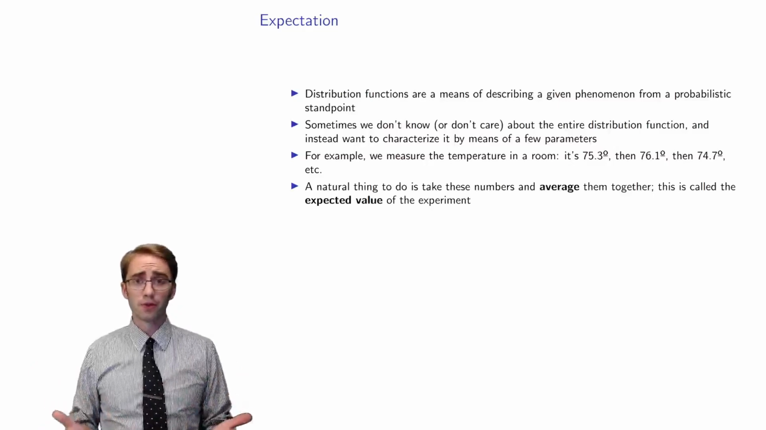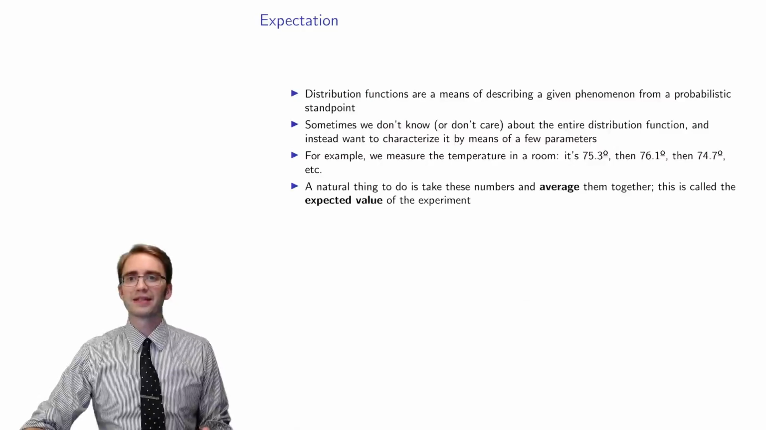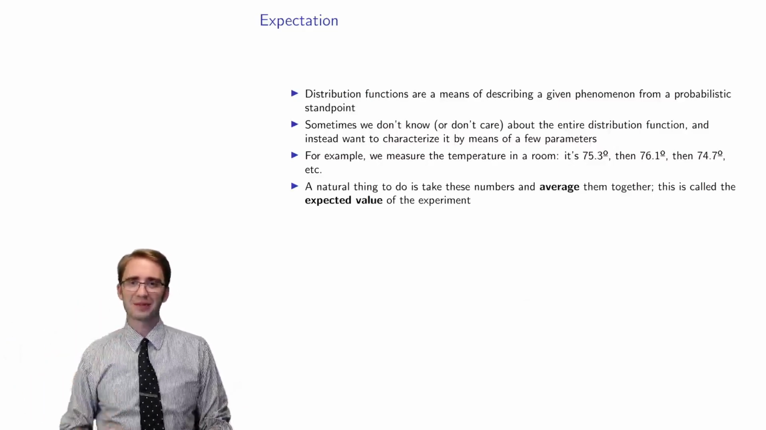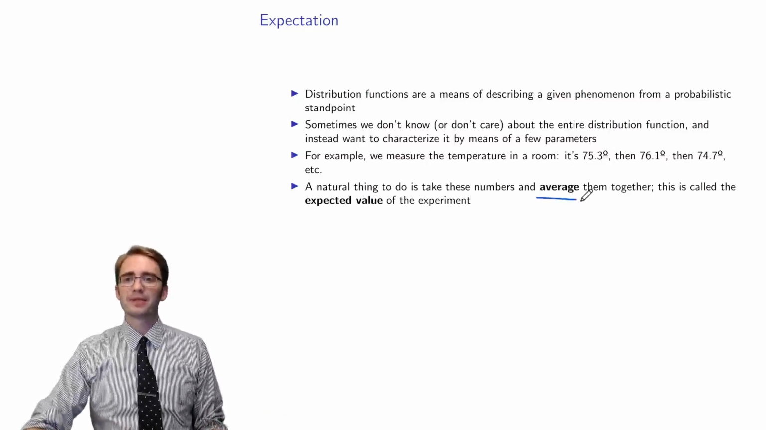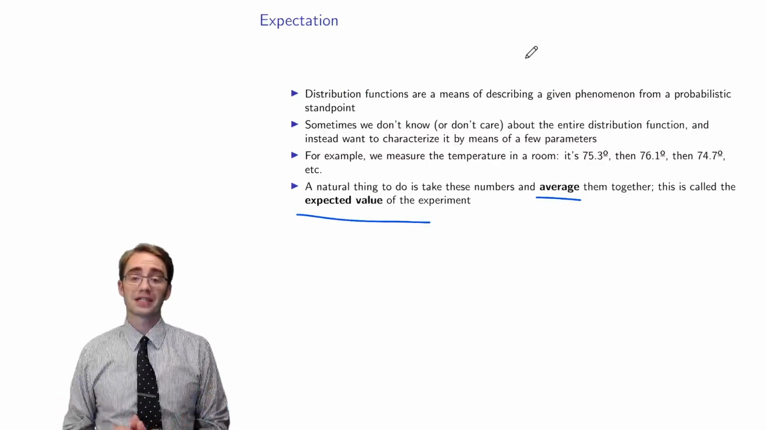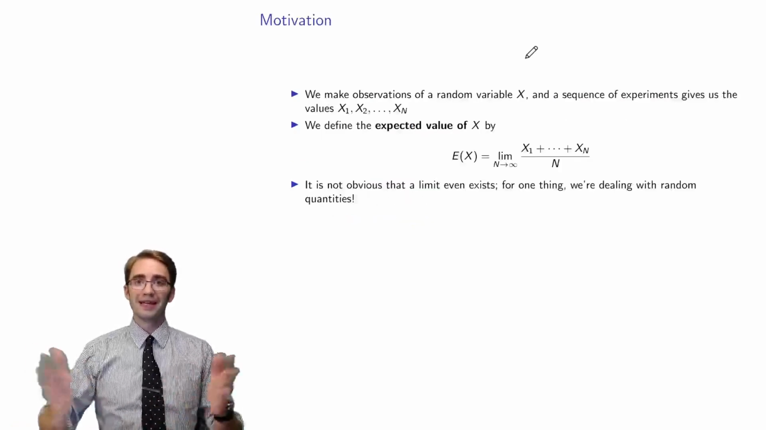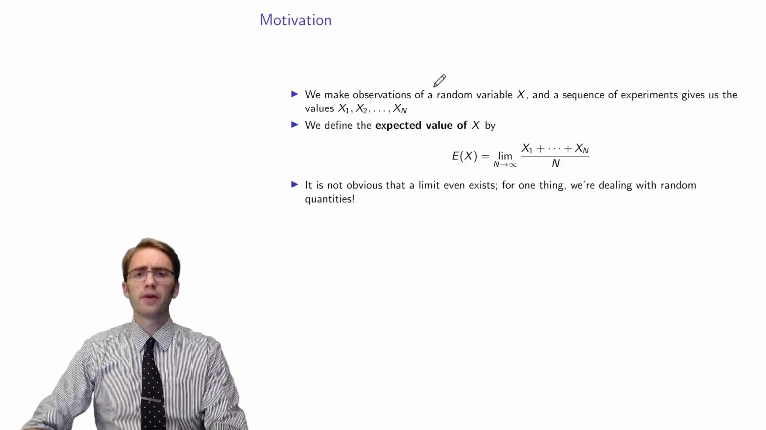You measure the temperature in a room. It might vary throughout the day. It's 75.3 now, and then it's 76.1, and then 74.7, and so on. Do we really need a PDF that describes temperature? Well, no. What would you actually do in the real world? You just take these numbers and average them together. In probability, we call an average an expected value. So that's the expected value of that experiment, if I were to take the measurements of the temperature in a room, average those and report that value. So the motivation is as follows.